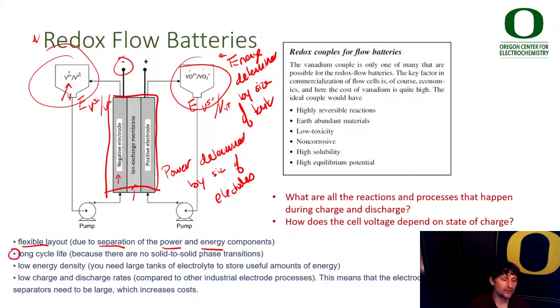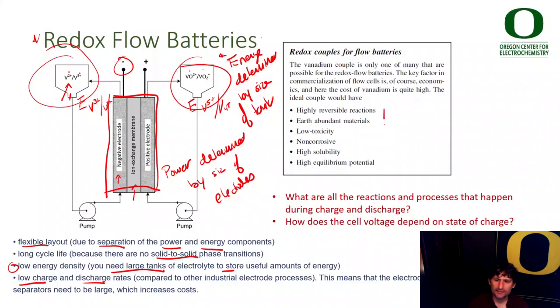Typically, flow batteries have long cycle life compared to lithium-ion batteries. You can cycle them many times because there are no solid-solid phase transitions. It's all liquid electrochemistry. But the energy density is fairly low, so you need really large tanks of electrolyte to store useful amounts of energy. So this is usually for stationary storage. It's not for this type of storage where you would put it on your car. Typically, the charge and discharge rates are low compared to other industrial electrode processes, so that keeps the overpotentials low and keeps the energy efficiency high.